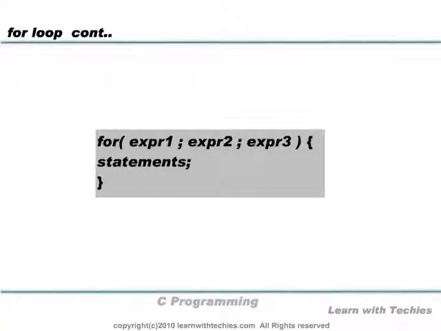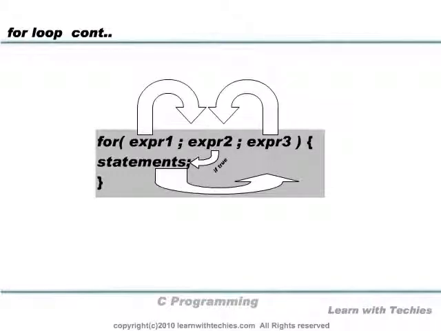Once expression 3 is executed, the control again goes back to expression 2. Again, only if expression 2 is true, we get into the loop body. This cycle keeps repeating until expression 2 is false. As you noted here, expression 1 is executed only once, and expression 2 acts as the entry checker. And expression 3 is executed at every repeat of the loop. We would look at examples to understand them better.